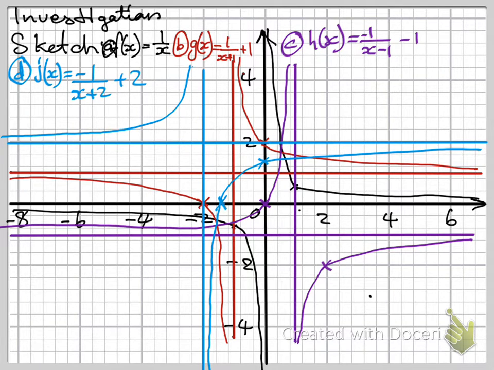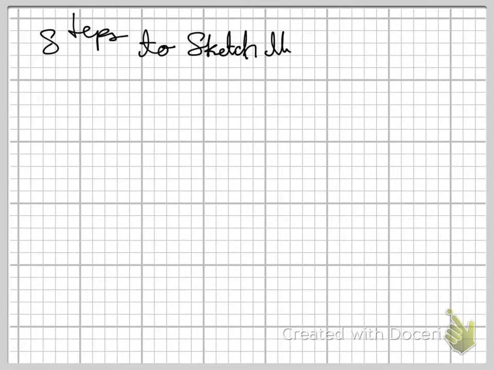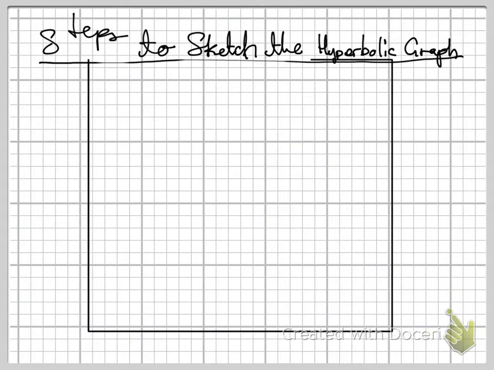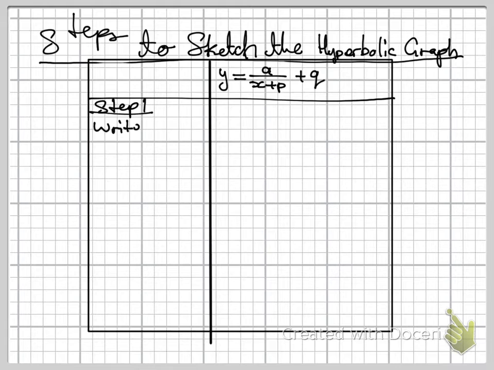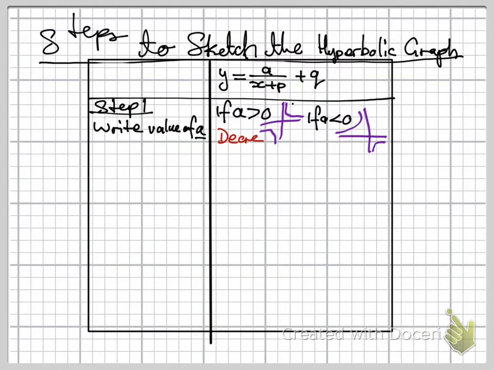Okay, let's do some examples where we deal with one graph at a given time. Right, steps first to sketch the hyperbolic function. So we first have to write down the value of a, that is our function a. Remember, the a will dictate to you how your graph will look like. So if a is greater than 0, it's a decreasing function. A is less than 0, increasing function.